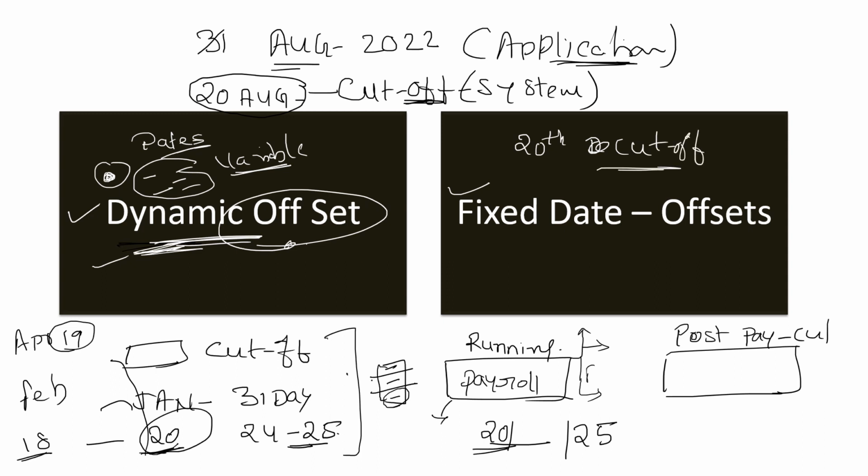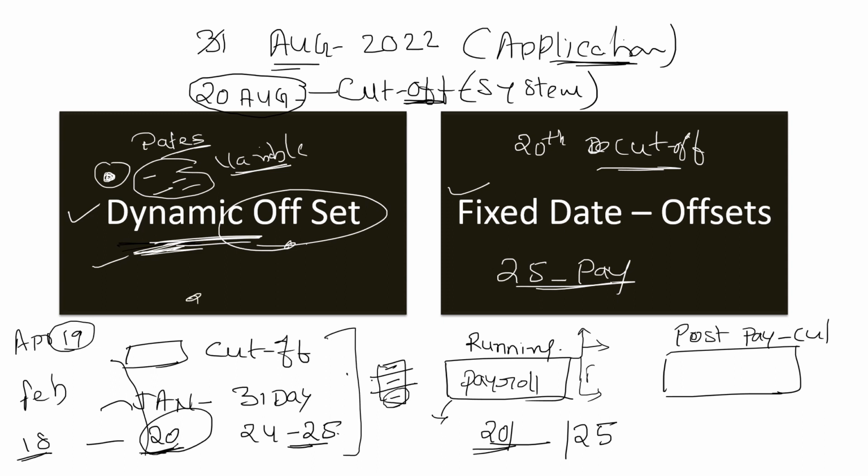and on the 25th of every month I am going to process the payroll, if my organization and the payroll manager are 100% sure, then in that scenario we choose the fixed date offset. But from my experience and recommendation, I suggest always going for dynamic. The reason is that it is changeable.